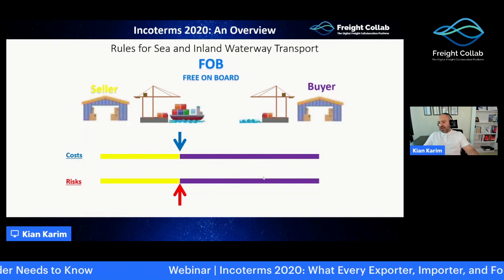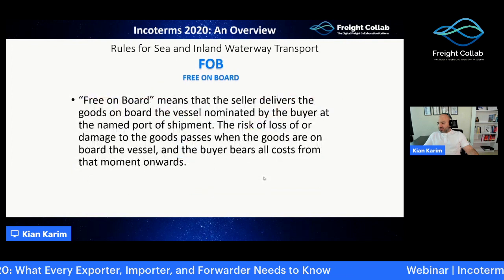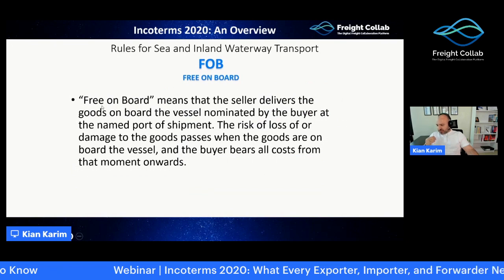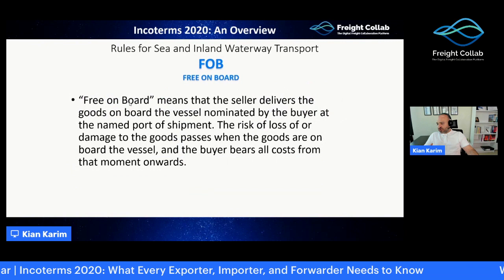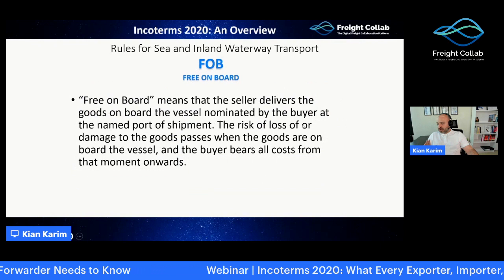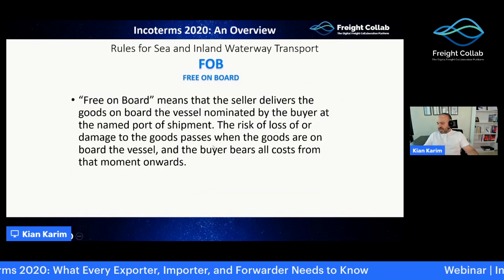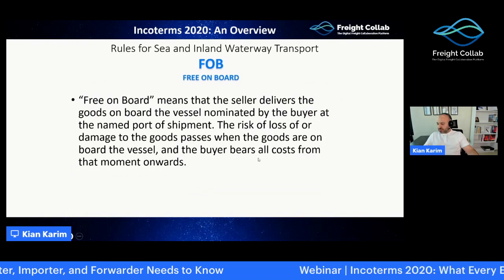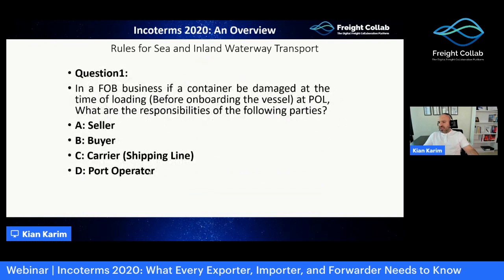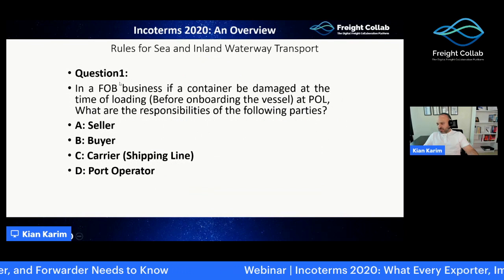If you think that it's clear, I have an example for you, and let's see if you can answer that question. But before that, let's check the definition of Free on Board, or FOB. Free on Board means that the seller delivers the goods on board the vessel nominated by the buyer at the named port of shipment. The risk of loss or damage to the goods passes when the goods are on board the vessel, and the buyer bears all costs from that moment onward, as I explained. Now take a look at the question, and I hope you can answer this question properly.